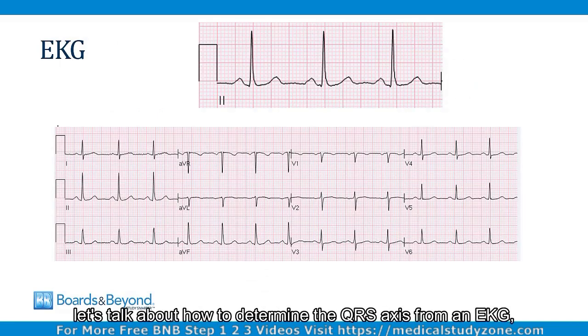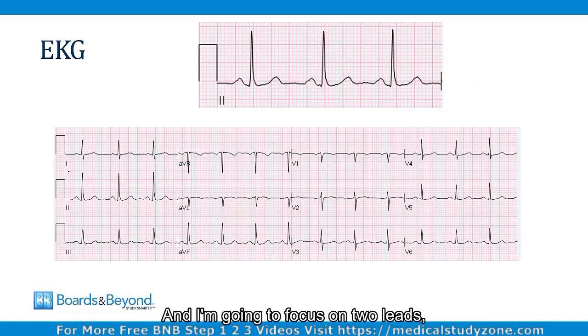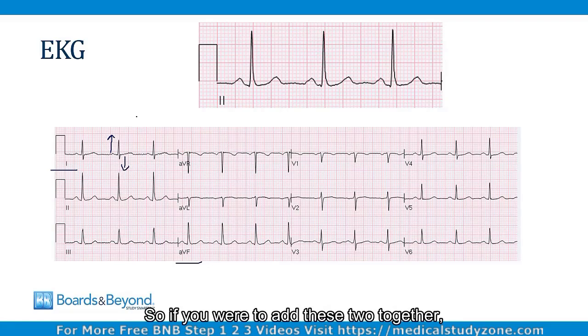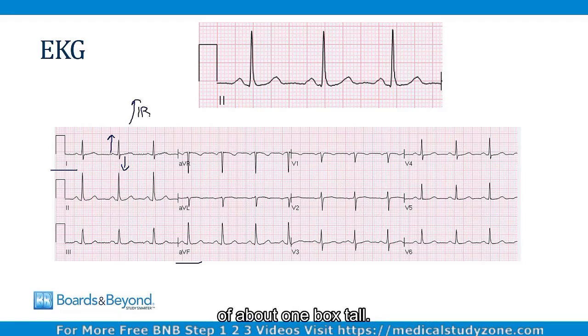So now that we understand that, let's talk about how to determine the QRS axis from an EKG. And to do that, let's go back to this normal EKG that we saw earlier. And I'm going to focus on two leads, lead 1 and lead aVF. If we look at lead 1, you can see that it has an upward deflection, that's called an R wave, that's about 1.5 big boxes tall, followed by a downward deflection, that's called an S wave, that is about half a box in length. So if we were to add these two together, we would say that overall, lead 1 has an upward deflection of about 1 box tall. That's because we've added the 1.5 big boxes upward and subtracted the half a box downward.